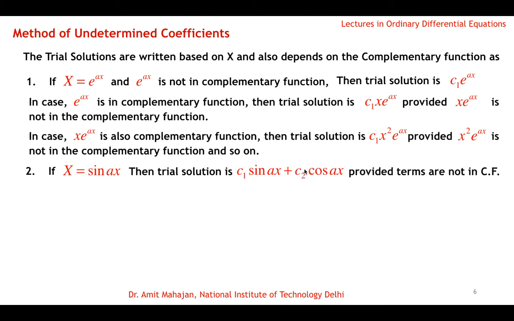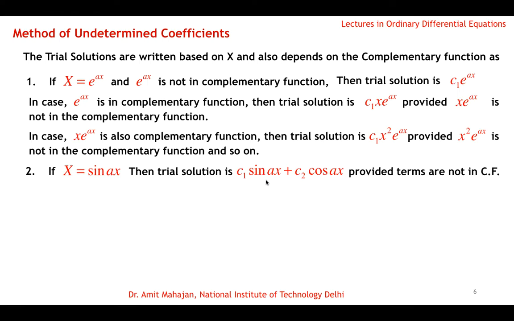The plus minus sign goes in the constants, so not to worry about the plus minus sign. Basically, if I keep on differentiating sine ax, then it will be either a sine function or a cosine function. So in the trial solution we take both sine and cos, provided that neither sine nor cos is in the complementary function.